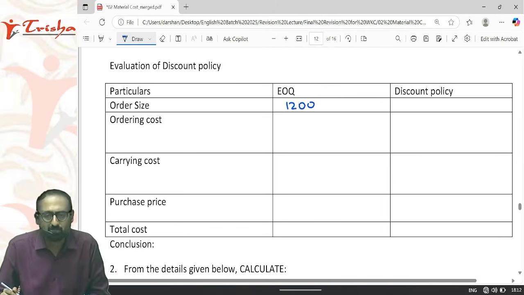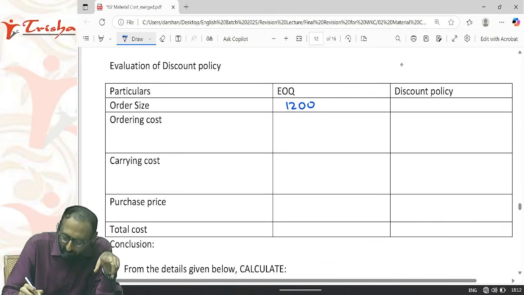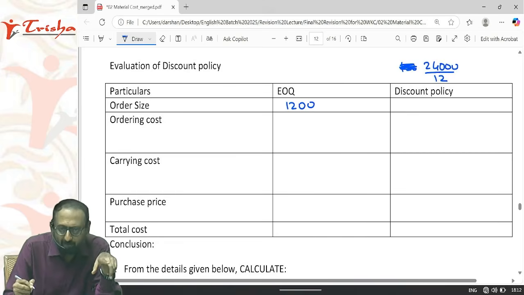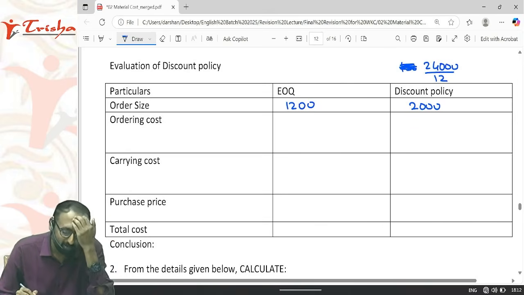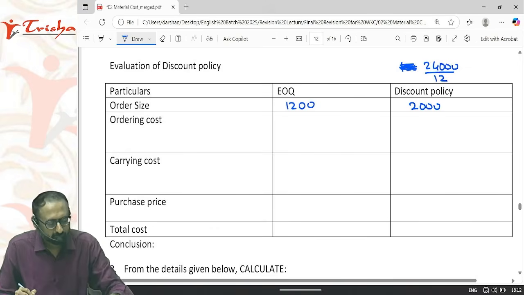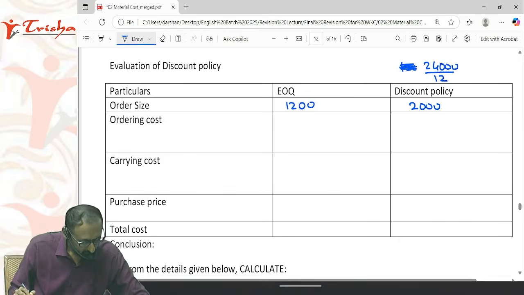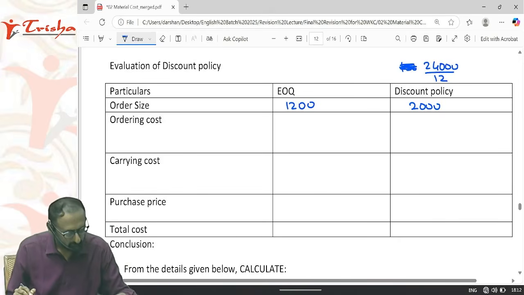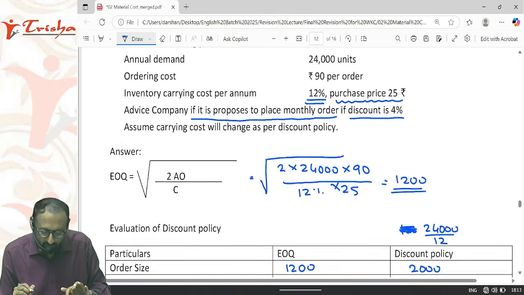Under discount policy, how much is the order size? When will you get the discount? If you place a monthly order. Annual requirement 24,000, correct? Divided by 12 orders. Monthly 1 order, so 12 orders. So 24,000 divided by 12. Is the order size 2,000? Tell me how much will be the ordering cost under EOQ. You tell me, I'll write. Okay, ordering cost given in the question is 90 rupees per order.